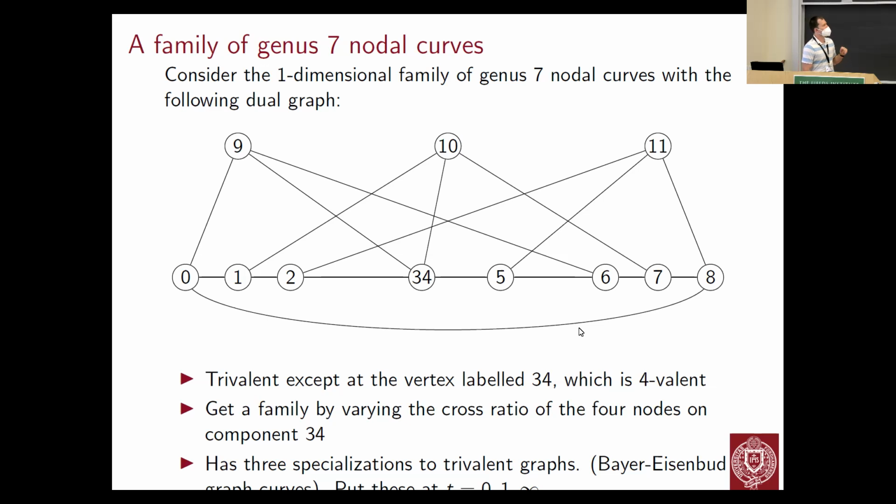Okay, so I'm going to study a whole family of curves. A general member of this family is going to have 11 irreducible components and 17 nodes. And you can see that this graph, which is non-planar, is mostly trivalent, except at one vertex, which I labeled 3, 4, because when it specializes, those two vertices are going to pull apart.